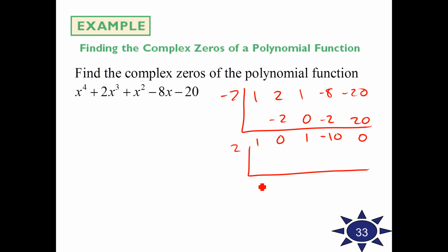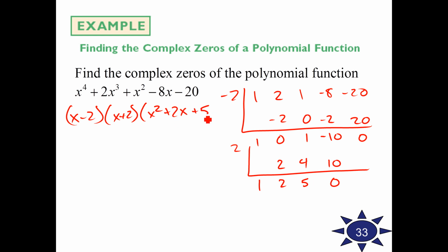So we'll give that a shot. Let's bring down the 1. 2 times 1 is 2, 4, 5, 10, and 0. So there we go. So now we have x minus 2, x plus 2, and x squared plus 2x plus 5. Can you multiply to 5 and add to 2? No, you can't because we have two imaginary solutions. So we have to find the complex zeros now.